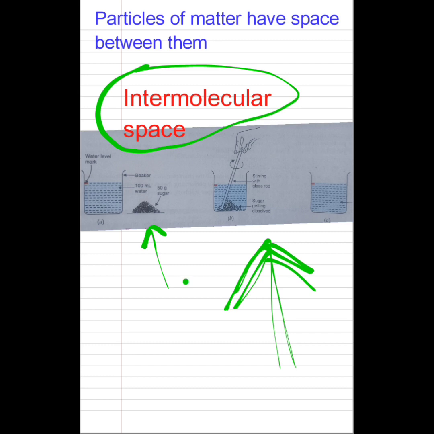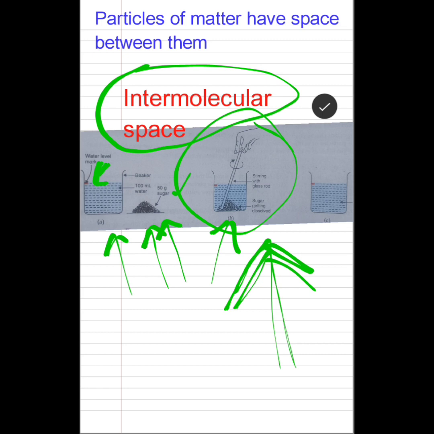As you can see in the diagram, this is 50 gram of sugar, and this 50 gram of sugar I will add into 100 ml of water. As you can see, this is the water mark, the level of water. After adding the sugar, we will gradually stir it with a glass rod or any spoon. After it makes the sugar solution, we will see that the level of water will not rise.